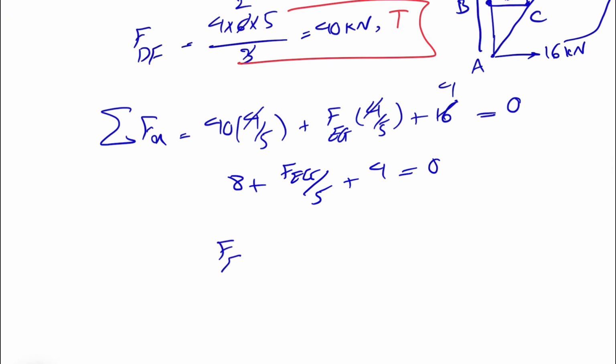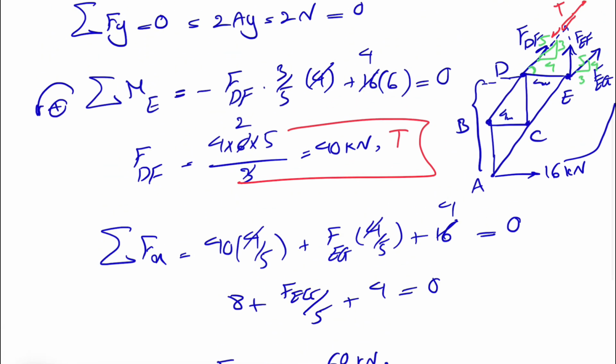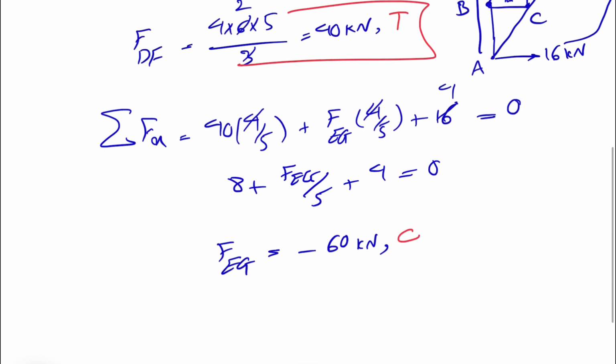So FEG, first of all, would be negative, and it will be minus 12 times 5, which will be 60 kilonewton. And the direction was actually in the opposite of what we expected. So this has to be actually in this direction. So the correct direction was this one, and the member has to be in the opposite direction. So this member is actually in compression.